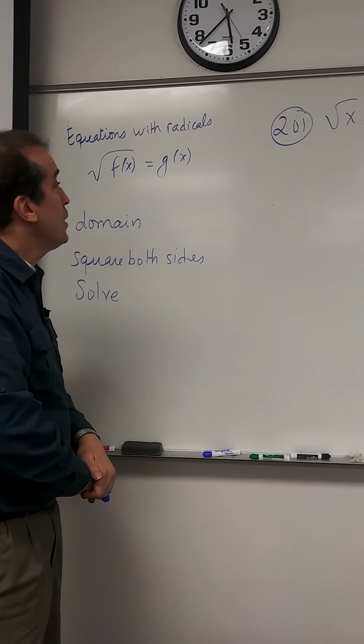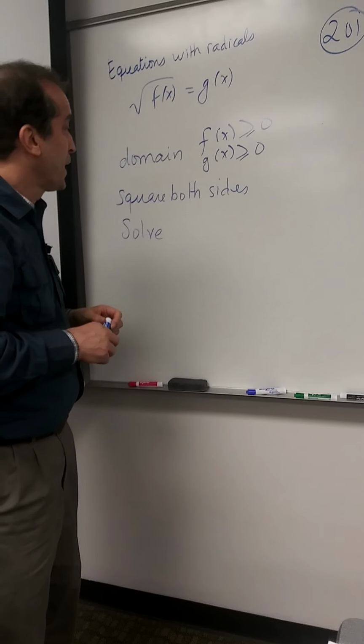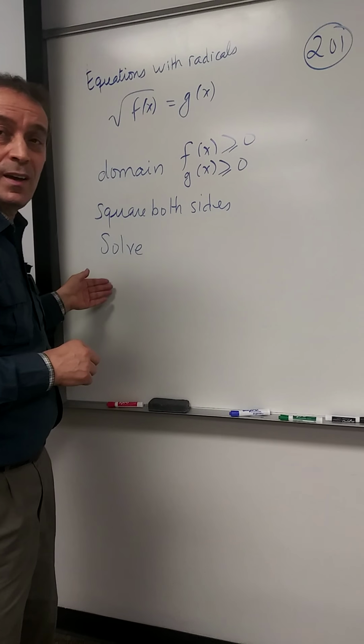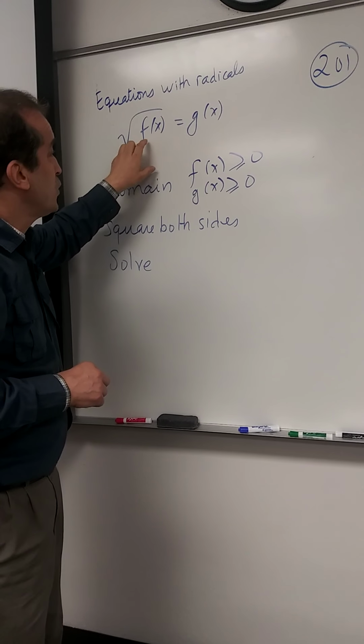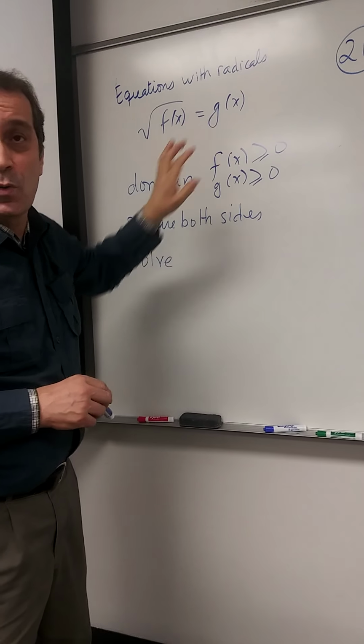G of x cannot be negative. So both f of x and g of x must be greater than or equal to 0. It's very important to do the domain. After you do the domain, you square both sides. When you square both sides, you solve the resulting equation. The resulting equation could be linear, quadratic, or a different type of equation. But that's how you simplify it. And it is optional to check in the end, to check your result by putting it back into the equation and see if the left side will equal the right side.